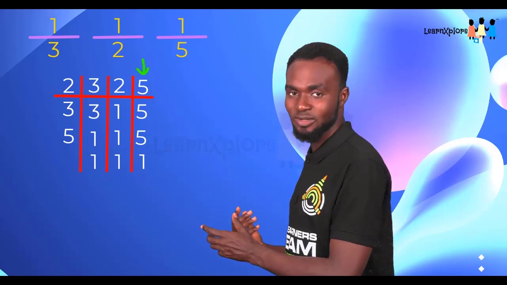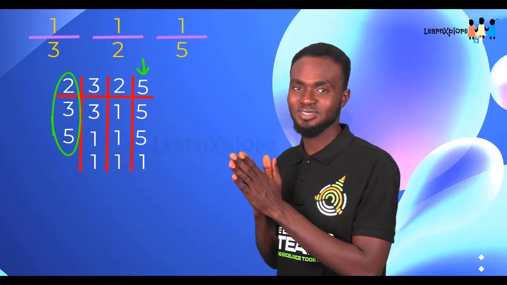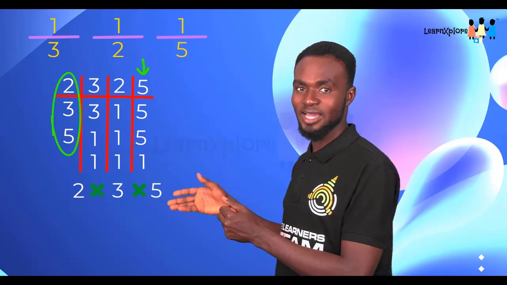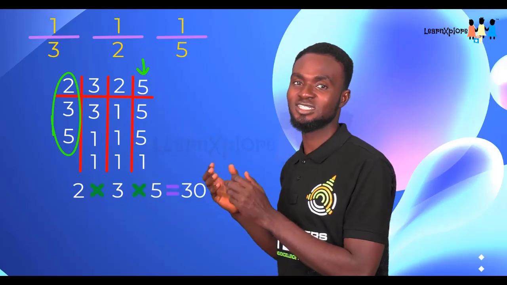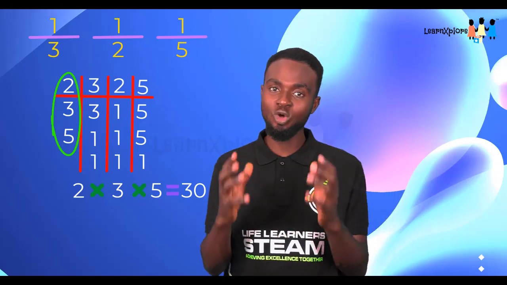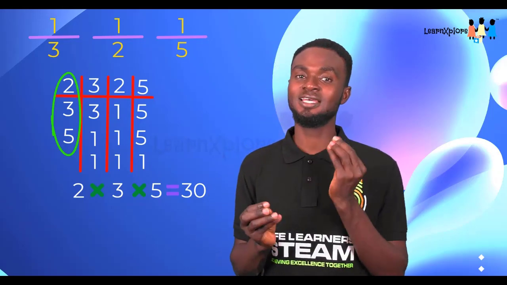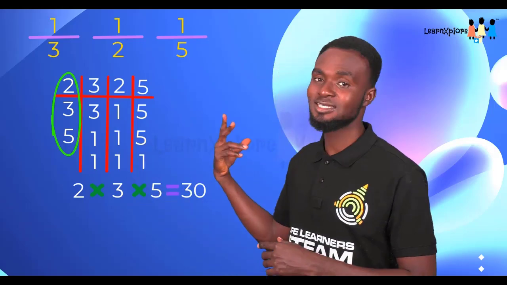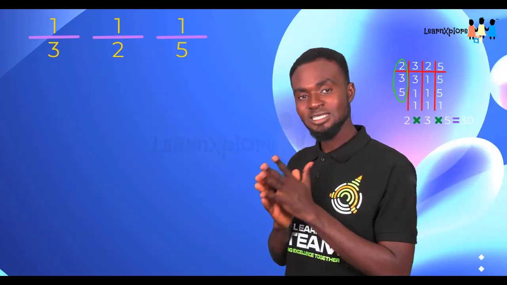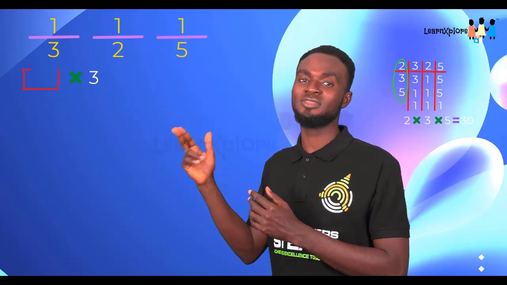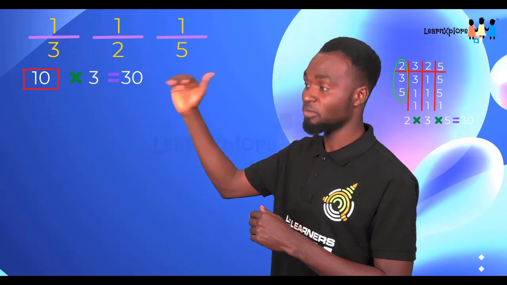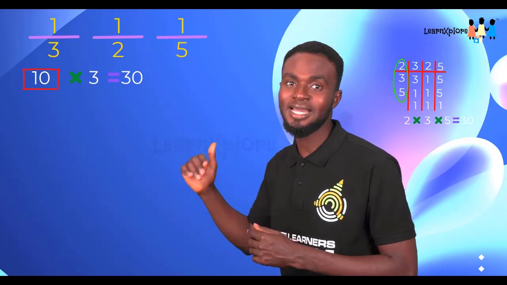Now that we have 1 down here, we'll multiply all the common factors together, which is 2 times 3 times 5. That's 6 times 5, which is 30. Now the lowest common multiple is 30. We now rewrite all these fractions as equivalent fractions. Now let's start with 1/3. What number multiplied by 3will give us 30? That is 10. That means we multiply the numerator and the denominator by 10.